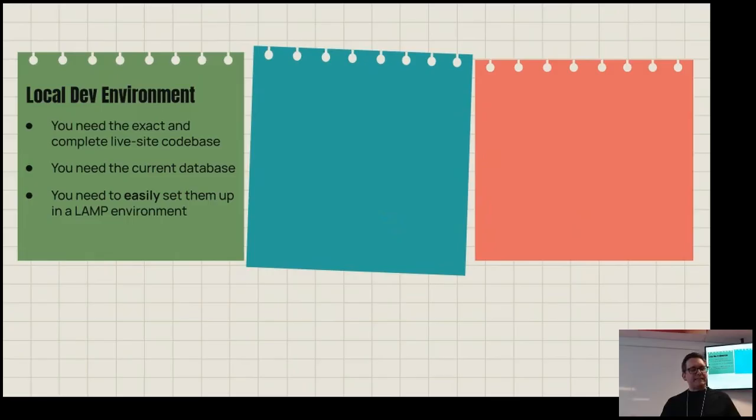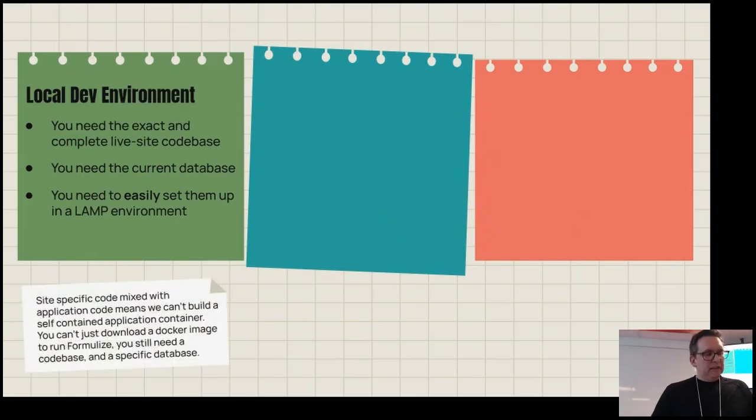And you need to easily set them up in a LAMP environment, not have to copy things into the web root of your local Apache or whatever. Site-specific code mixed with application code, that general situation, is why we cannot build a contained application container, like a single thing. You can't just install the canonical Formalize from Docker and away you go, because you need that code base and you need the specific database.